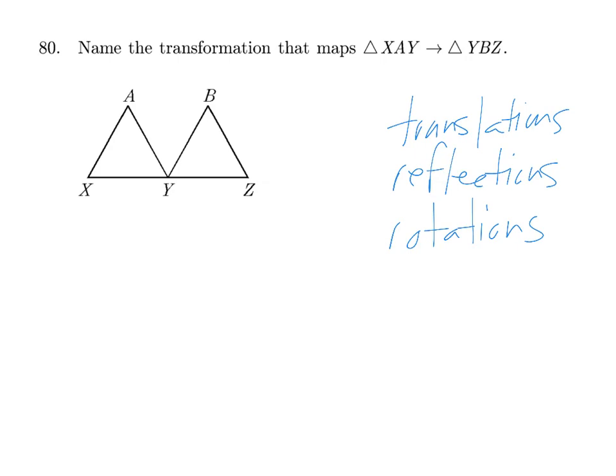What type of transformation took place here? Well, x goes to y. X went to y, and a went to b, and y went to z. So all the points shifted the same direction and the same distance. That would be a translation. Done.